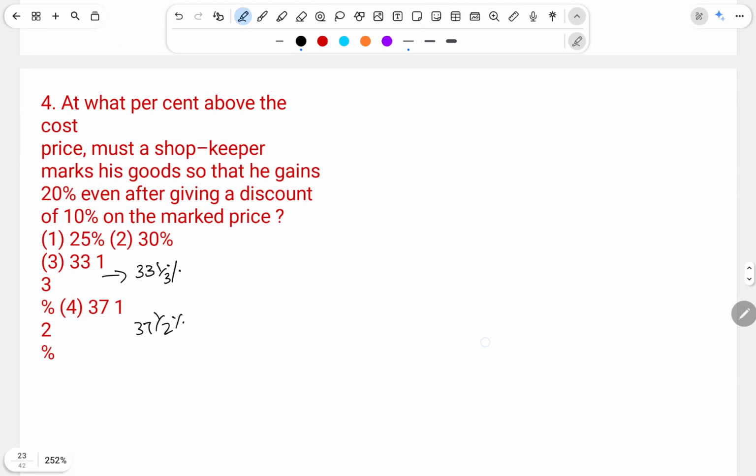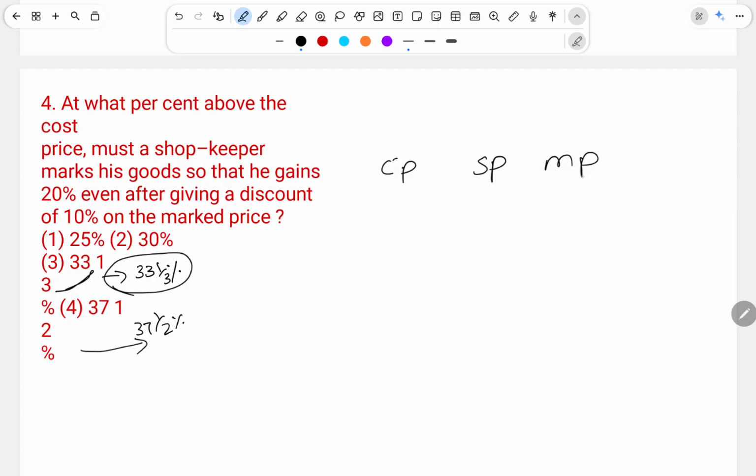Next, at what percent above the CP must a shopkeeper mark his goods so that he claims 20% even after giving a discount of 10% on the market price? See what this number was. The third option is not printed properly, so we have written it sideways, 33 1/3%. Also this 37 1/2%. CP, SP, MP. Why have we taken this MP? Because they are saying that discount will be given on market price. At what percent above the cost price?